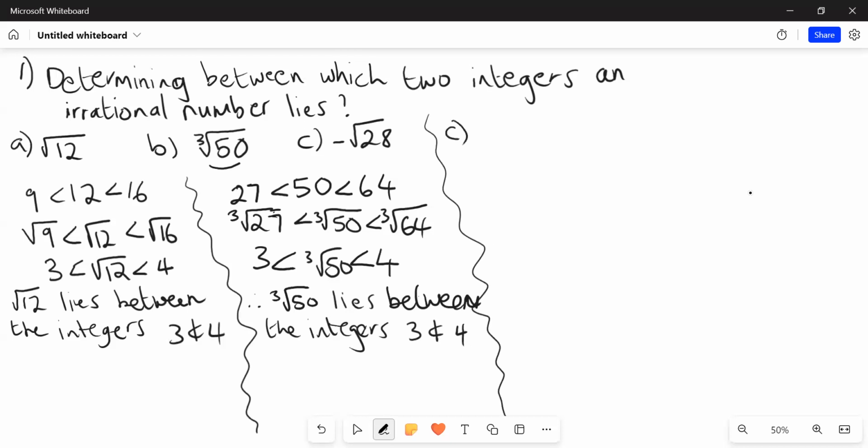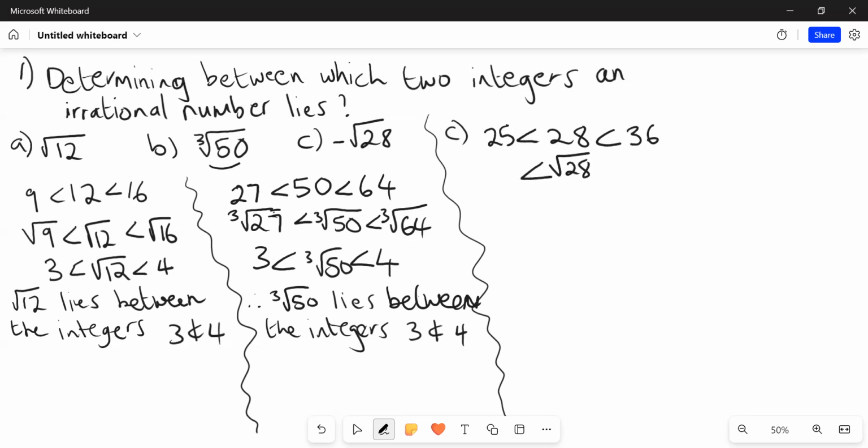See, they gave us negative root 28. So our main focus is on 28. So we're looking for perfect squares which are consecutive to each other, but one should be lesser and the other should be greater than 28, right? So here we can have 25 as well as 36, right? And then from there, we must create our own root 28.